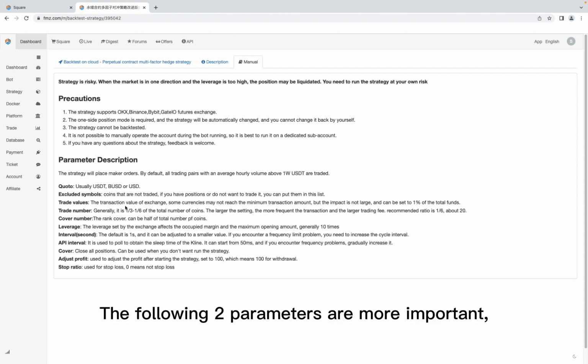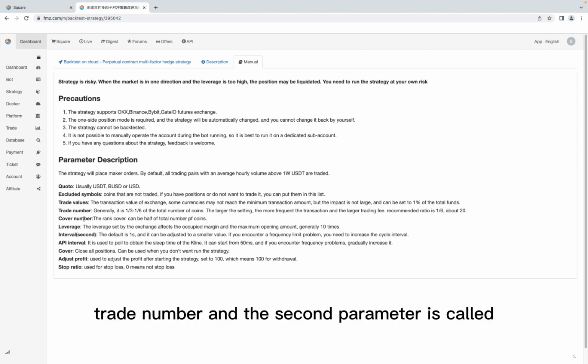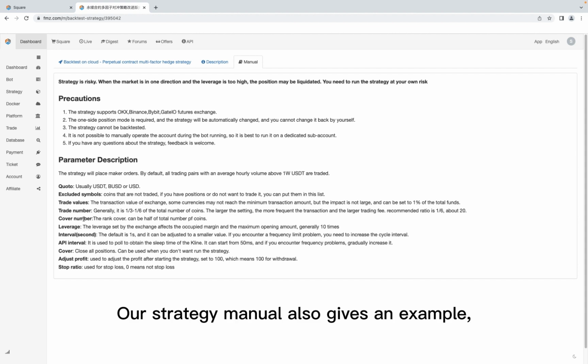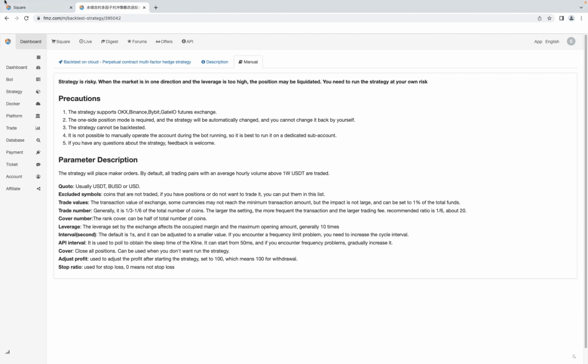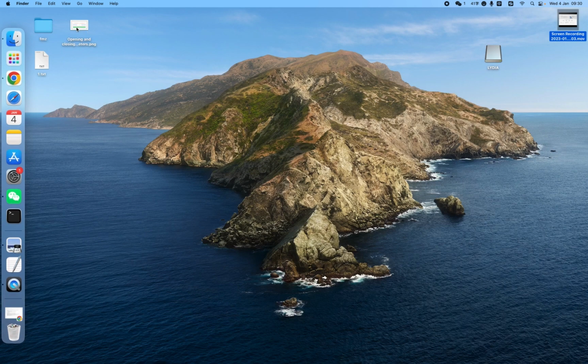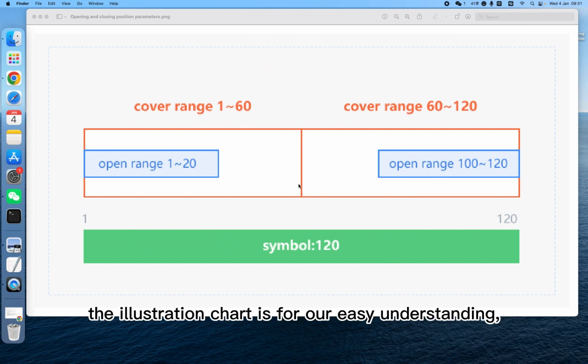The following two parameters are more important. The first parameter is called trade number, and the second parameter is called cover number. What do these two parameters mean? Our strategy manual also gives an example. Here is an illustration. We can see the illustration chart is for our easy understanding.